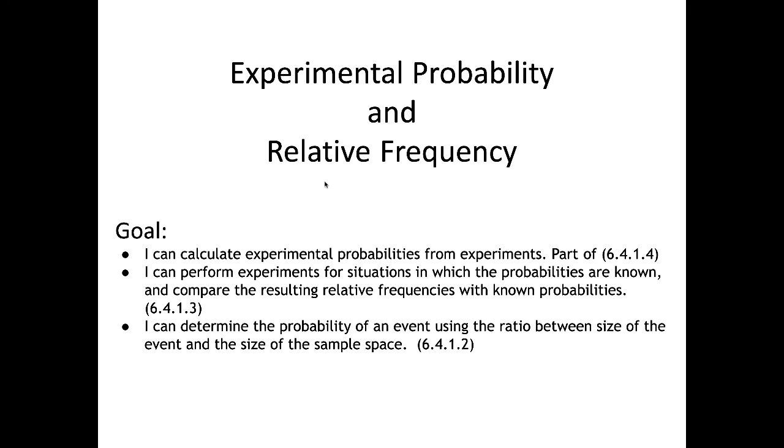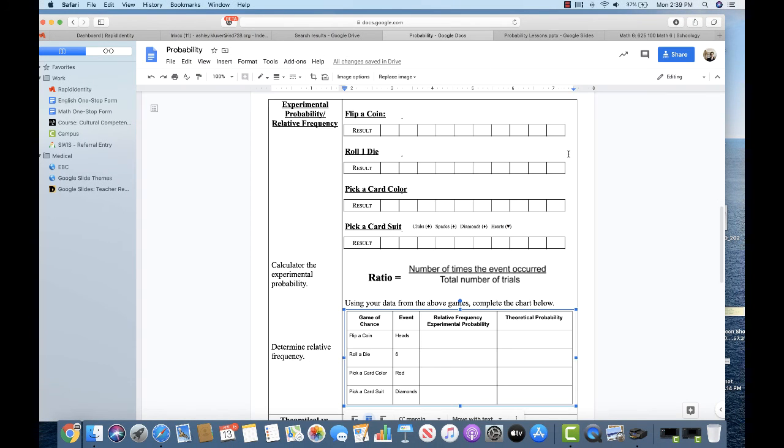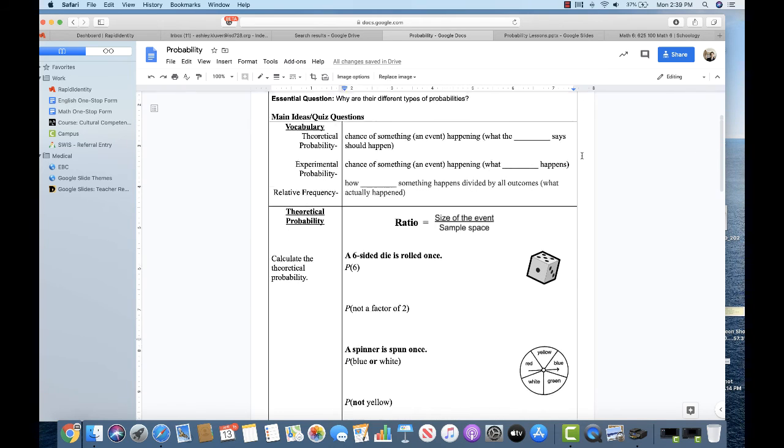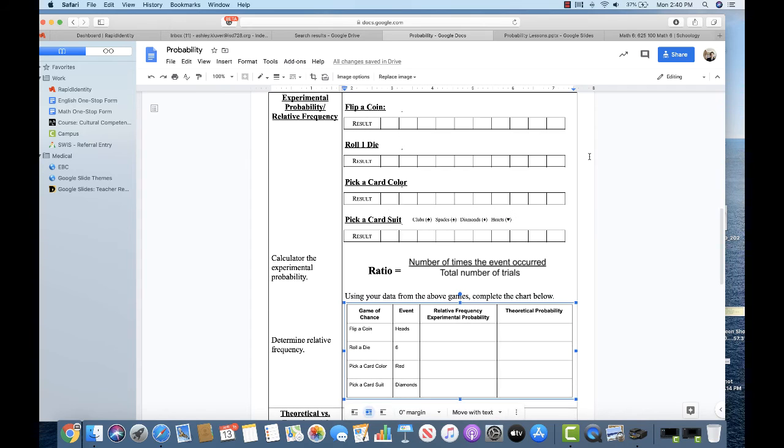At this time, please make sure that you have your Unit 8 probability notes out next to you. They look like this. We already started working on them. We're going to finish them up today. And we're going to start our lesson with these 4 games of chance. They're on the back side of your notes.